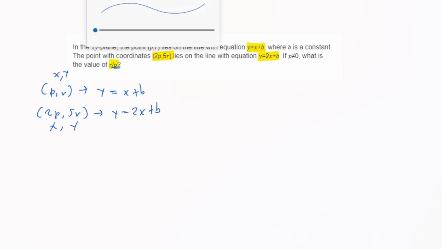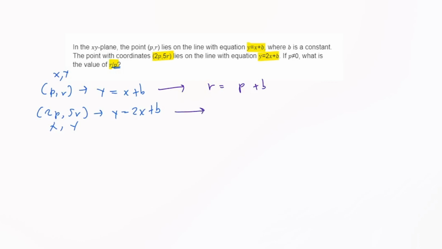So if I use a different color here, this one over here is going to become, remember, our x value goes in here, so it's going to be r equals p plus b, right? And this one over here, our x value is 2p and our y value is 5r, so 5r is equal to 2 times 2p. This is where the kids make a lot of errors, because they think, oh, let's just put in 2, but no, it's 2 times 2p, right? And then it's plus b.